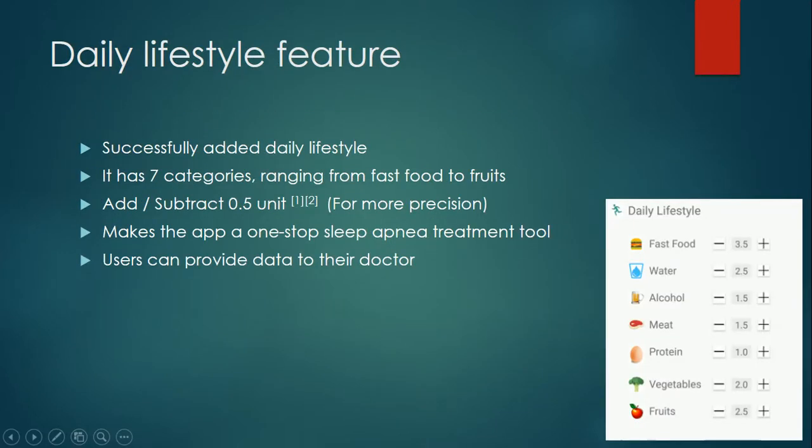So next, I've successfully added a daily lifestyle feature inside my app. It has 7 categories ranging from fast food to fruits, and they can add or subtract by 0.5 unit for each category. It's half unit because I want more precision instead of using 1 or 2.